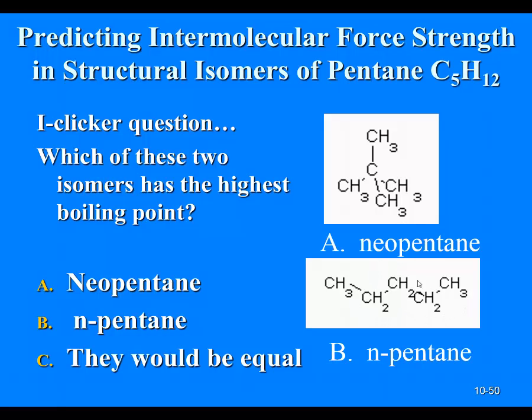So we have the exact same number of hydrogens, exact same number of carbons, and the molar masses are identical. So I can't just use my molar mass relationships to predict which has greater dispersion forces. I have to think about what's going on with the shapes of these.